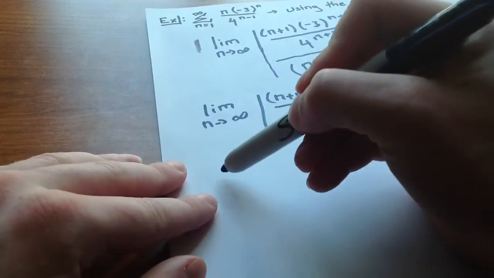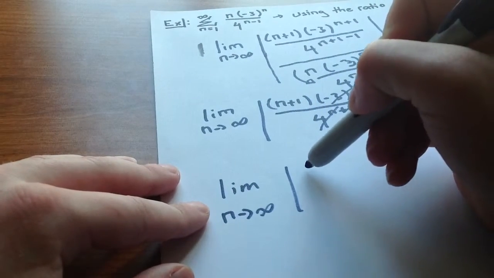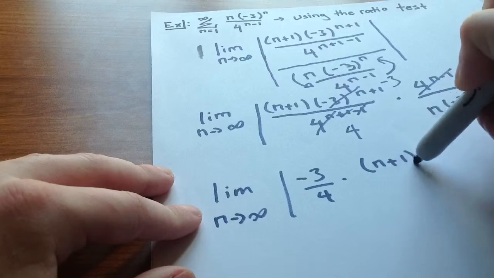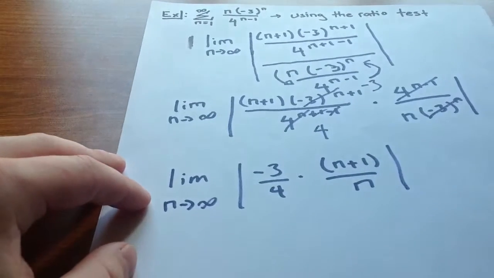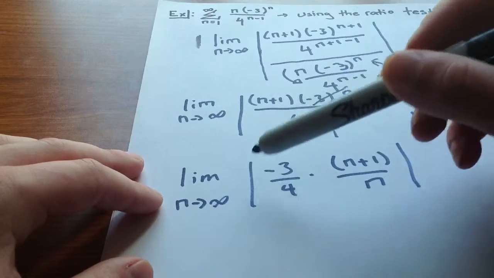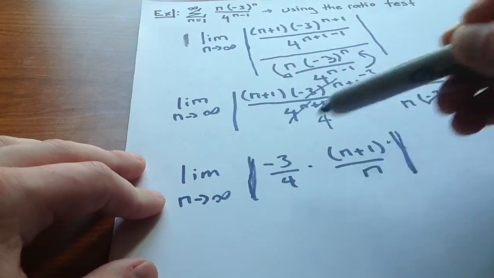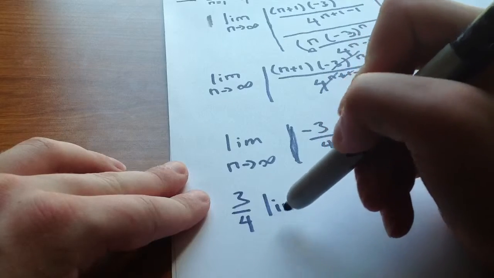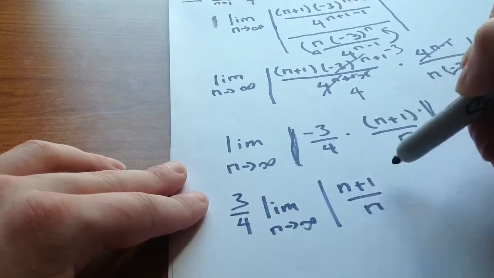So next what we will have is the limit as n approaches infinity of the absolute value of negative 3 divided by 4 times n plus 1 divided by n. We can take the constant and pull it out to the outside. But remember, when you take a negative value and pull it out of an absolute value, we will get a positive value on the outside. So we would end up with 3/4 times the limit as n approaches infinity of n plus 1 divided by n.